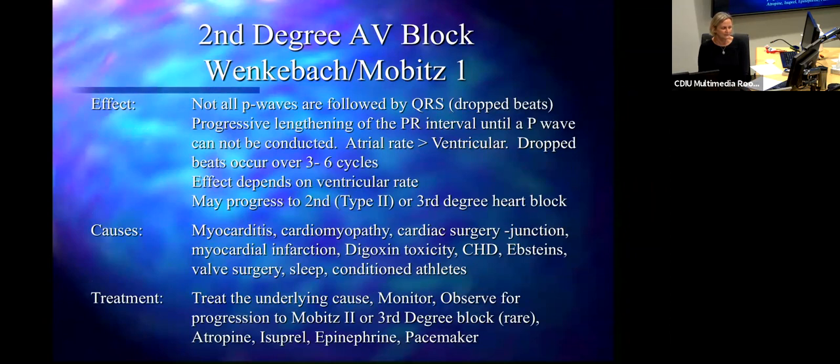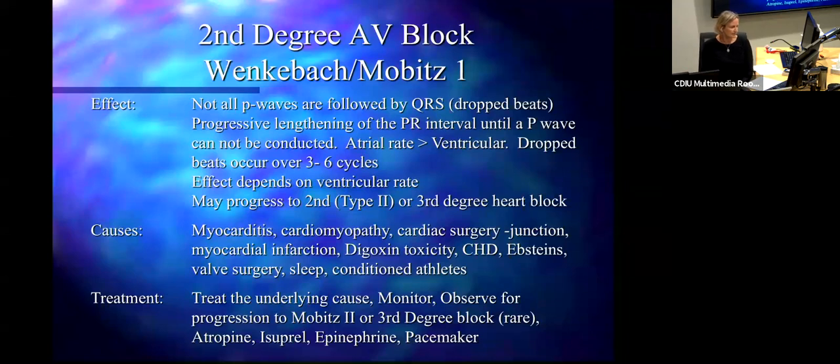So not all P waves are followed by QRS. You have dropped beats. You have a progressive lengthening of the PR interval until a P wave is not conducted. The atrial rate is greater than the ventricular rate. And dropped beats occur over 3 to 6 cycles. And so the effect depends upon how many beats you're dropping in a minute.